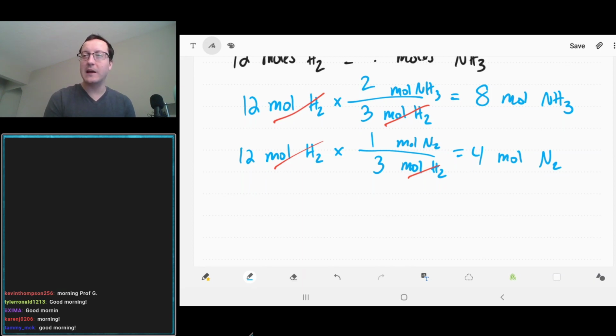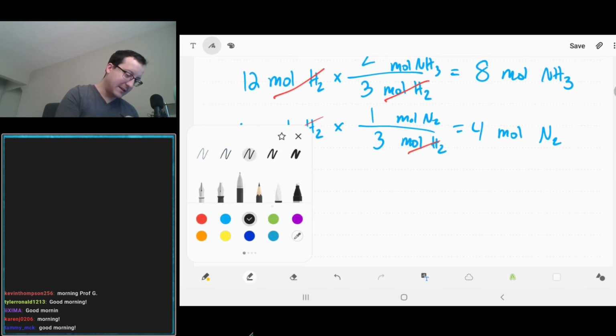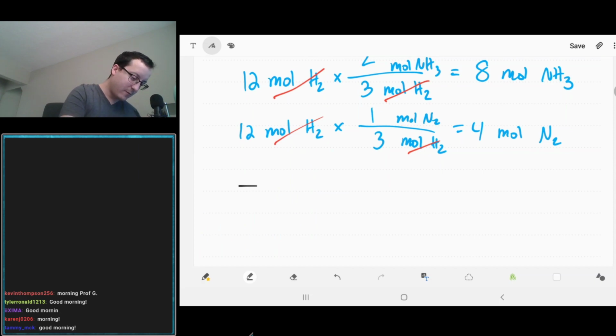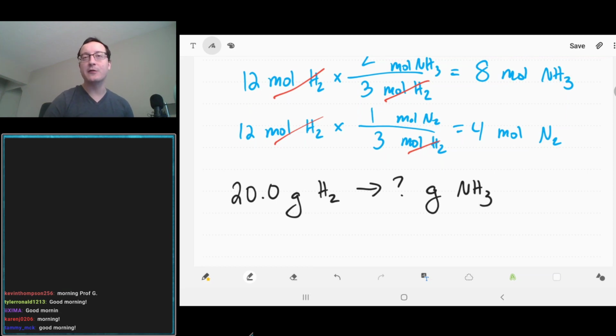However, of course, we don't have any instruments that can directly measure moles for us, right? So we do have ones, however, that can measure mass. And so we're going to be able to say, okay, let's say I have 20 grams of hydrogen. How many grams of ammonia will I get out of this?